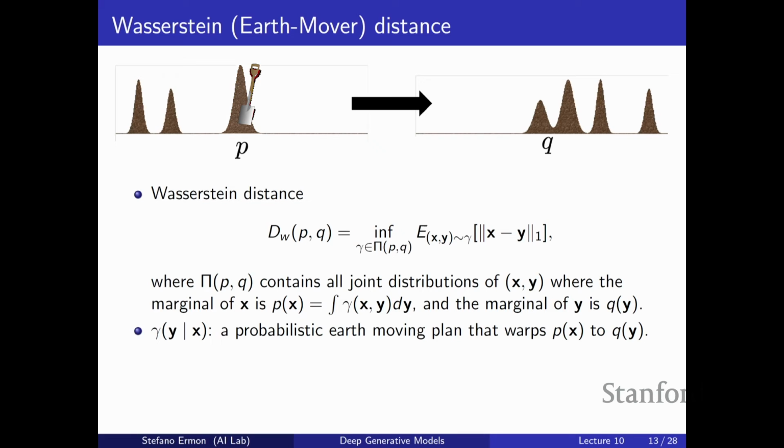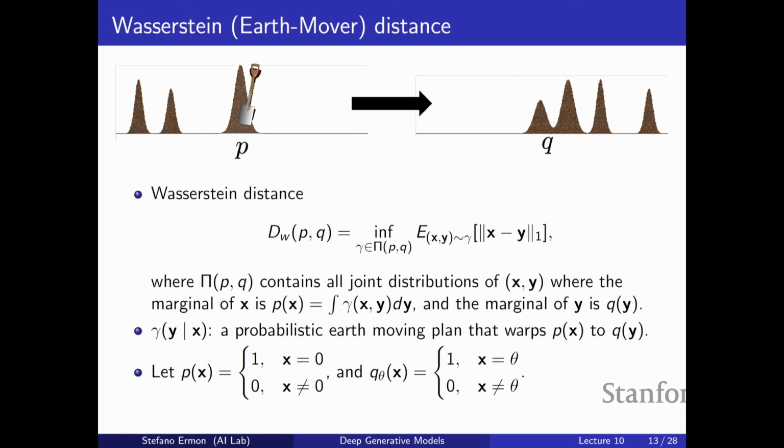And so that's basically the optimization problem that defines this intuition, telling us how much work you have to do if you want to morph this probability distribution into the probability distribution Q that you have as an outcome.